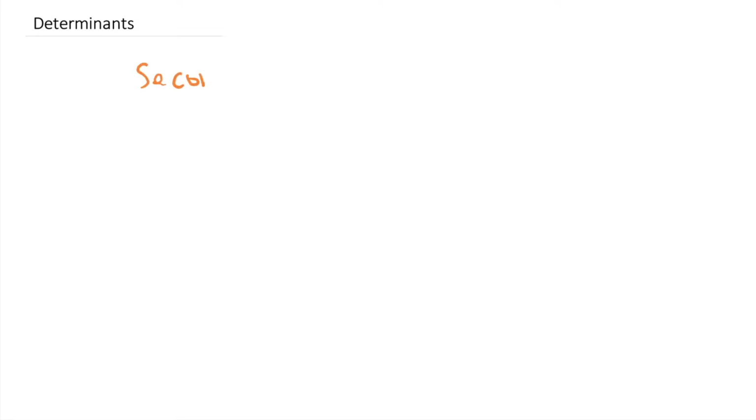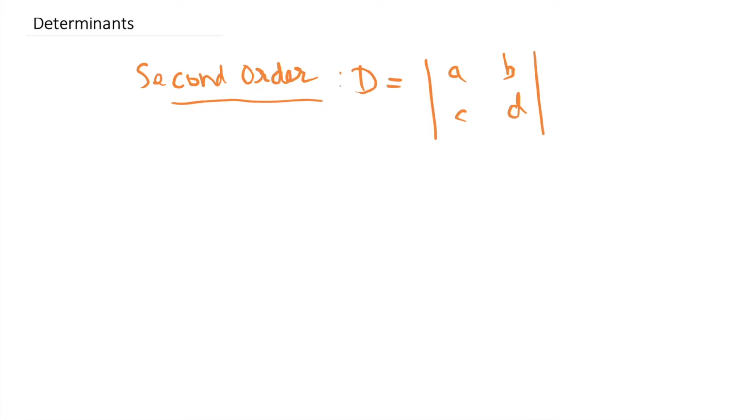A second order determinant is defined like so. A, B, C, D, where A, B, C, D can be any scalar, and instead of enclosing these four numbers in square brackets like we do for matrices, we enclose them by bars. And this is evaluated like so: you multiply A into D and then subtract B into C.